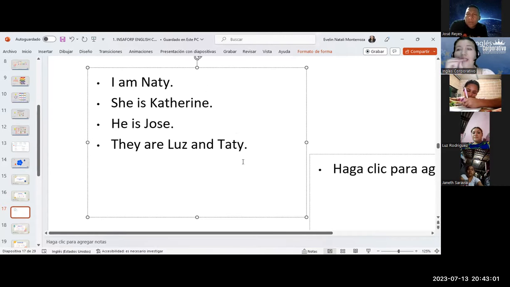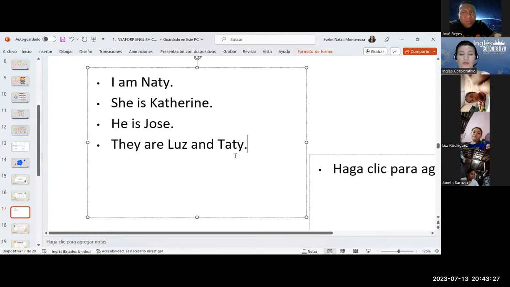Okay. Create examples with the people from the class. Ármenme ejemplos, así como el que yo les acabo de dar con personas de la clase. The first one for sure is going to be I am with your name, right? Give me examples. Hagan ejemplos con las personas de la clase. With the names. Or with people in your family. O puede ser con los de su casa. Give me one example.